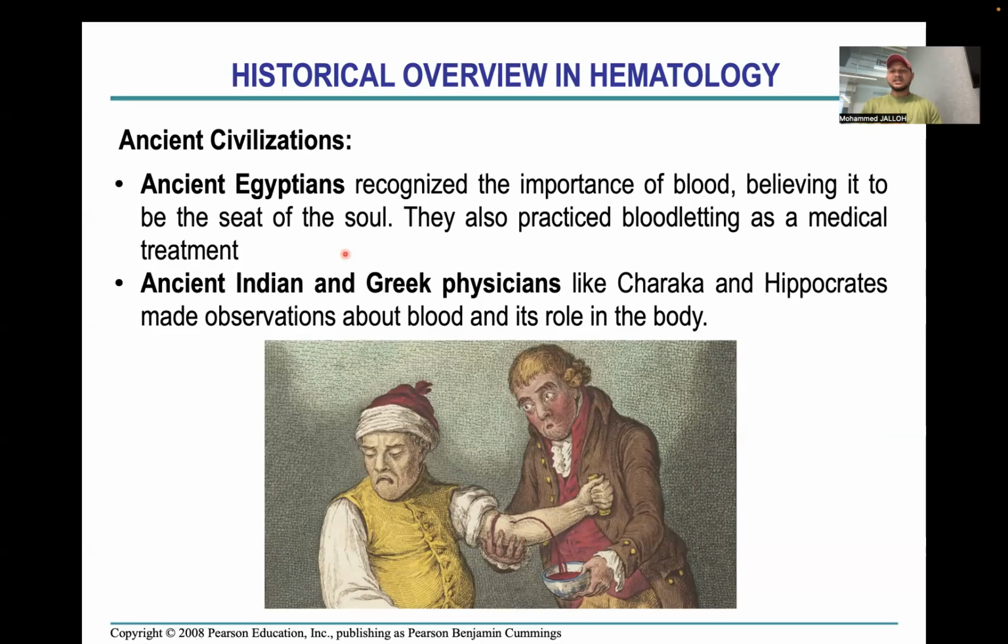Bloodletting is this: during ancient Egyptian times, when people had certain diseases or infections, the treatment was to let blood go. They would cut you and allow your blood to flow. A certain amount of blood would be removed from you, and then all of a sudden you would get better. That was their belief. The procedure is called bloodletting. And also in ancient India and Greece, like Charaka and Hippocrates, they made observations about blood and its role in the body. So this was a long, long time ago.